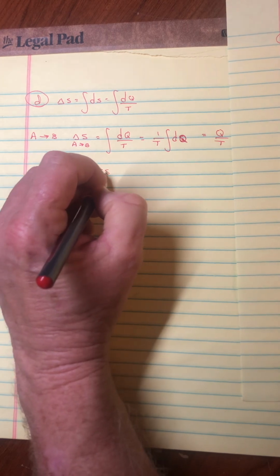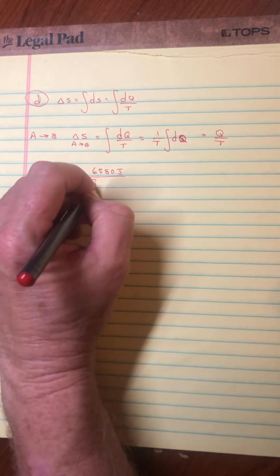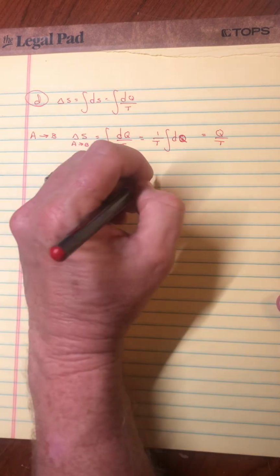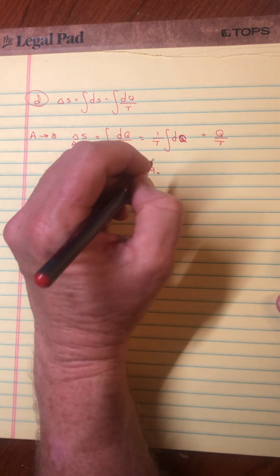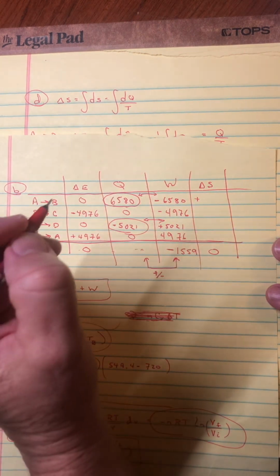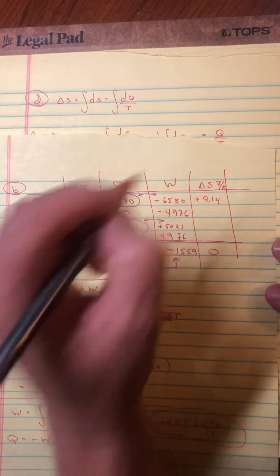But looking then back at the chart, from A to B, this was 6,580 joules, and the temperature was 720 Kelvin. So if I take the 6,580 and divide it by the 720, I'm looking at a change of entropy of about 9.14 joule per Kelvin. And I'll put that in my little chart here, a plus 9.14 in units of joule over Kelvin.